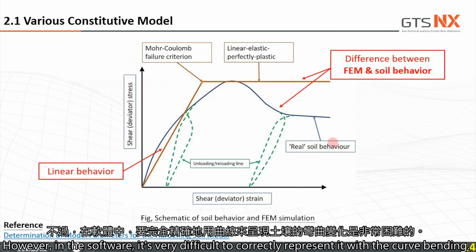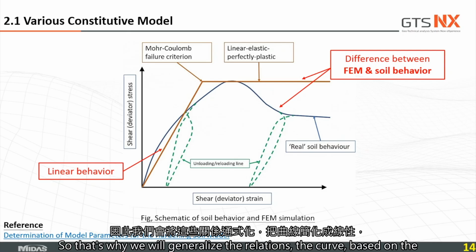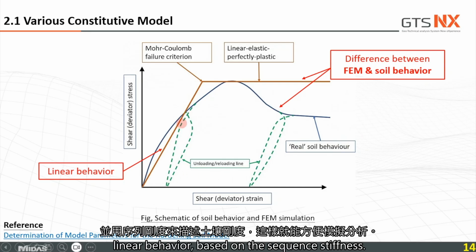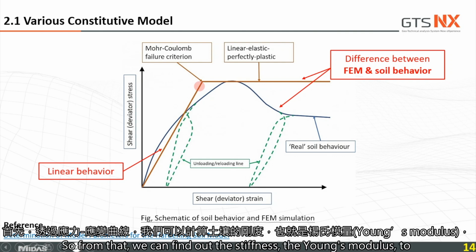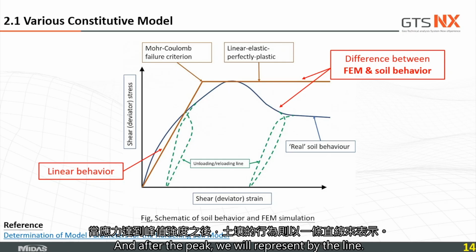However, in the software, it's very difficult to correctly represent the curve bending for each soil. So that's why we will generalize the relations, the curve, based on the linear behavior, based on the secant stiffness. From that, we can find the stiffness, the Young modulus, to represent the curve line. That is the linear behavior of the soil. And after the peak, we will represent it by a line.